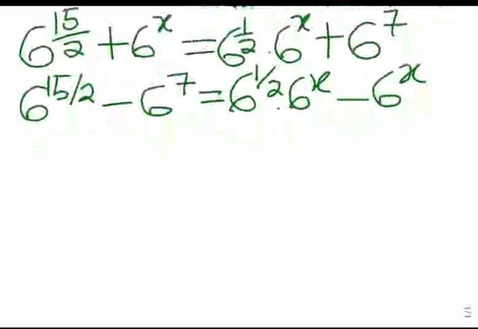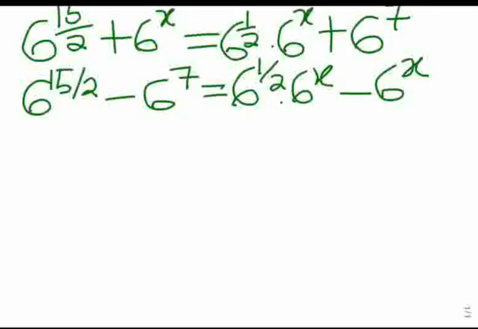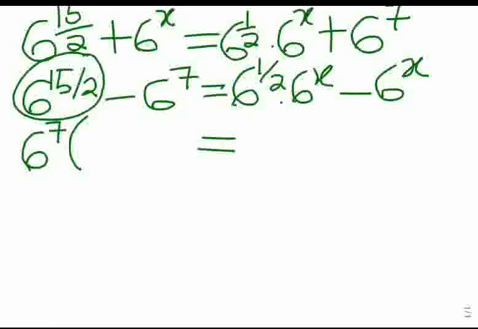What do we do next? We're going to factorize each side. Factorizing this side, our highest common factor is going to be 6 raised to power 7, because this power 7 is lower than this 7.5. So we're going to have 6 raised to power 7 into, now dividing the whole of this by 6 raised to power 7 will give us what?